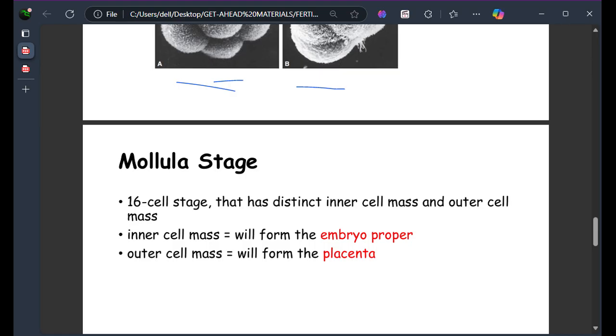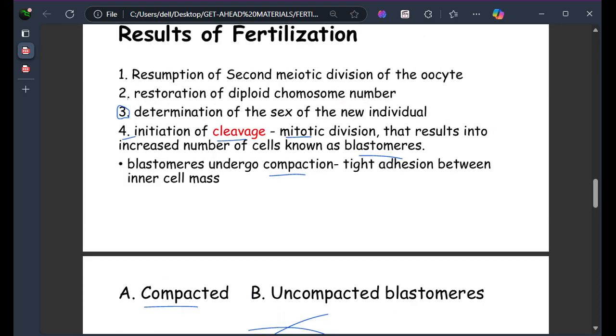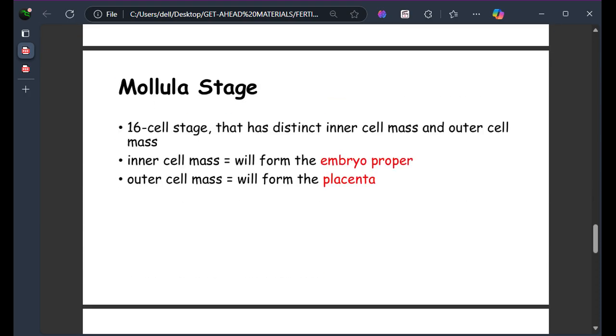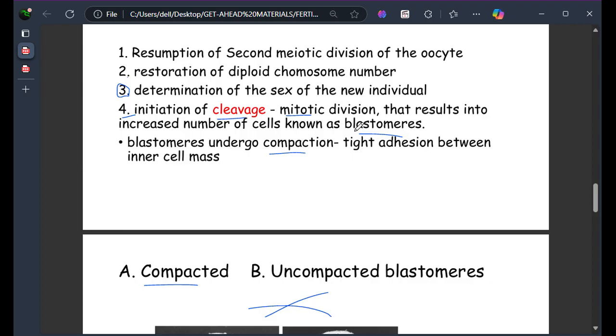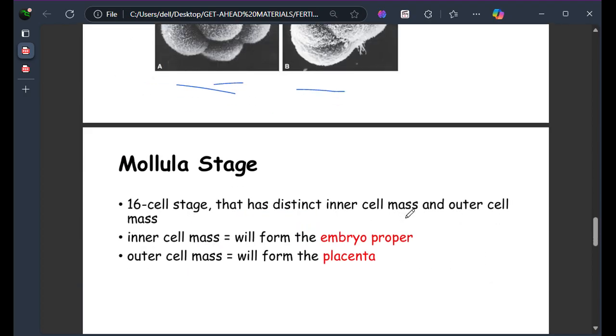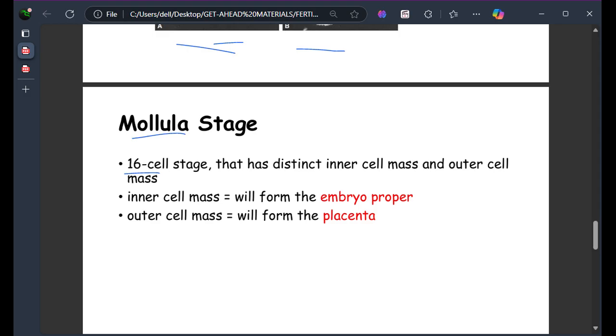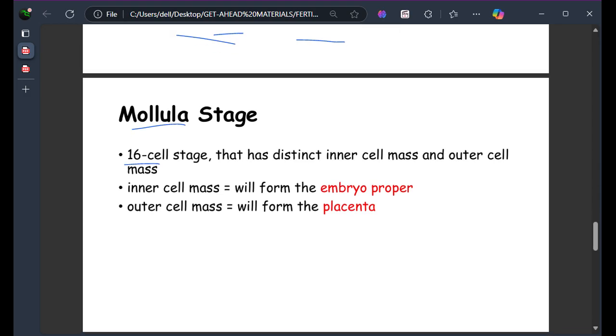Once compaction occurs, there are certain cell stages, and these cells are called by a different name depending on the number of cells. Before the 16-cell stage, the cells are known as blastomeres, like we said. Once we reach the 16-cell stage, we call it a morula. The morula will have around 16 cells, and it will have what is known as an inner cell mass and an outer cell mass. That means there are cells found on the outer part, and cells found on the inner part. What will those cells form?